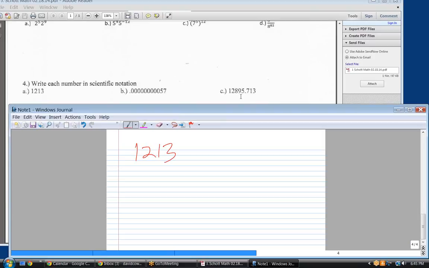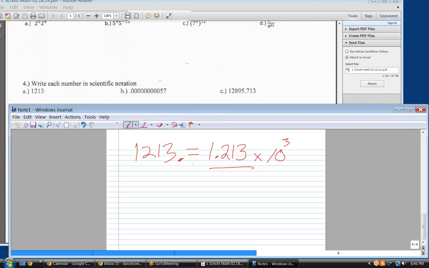So how do I write this in scientific notation? 1.213? Are those the same numbers? No. What's the rest of it? Scientific notation is always times 10 to some power. And the power is the number of places I have to move the decimal point from where it started. I got to move it 3 places to the left to turn it into that number. So it's times 10 to the third.